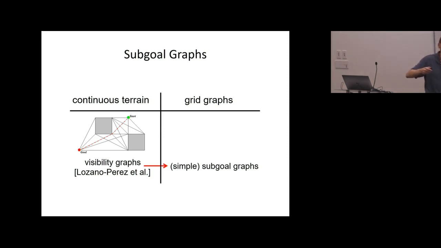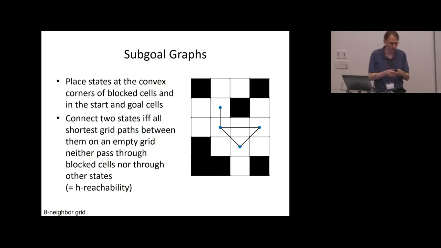And then when I give you a start and a goal vertex, like this one, you connect it to the visibility graph in exactly the same manner. And then you search the resulting graph, and the shortest path that you find from the start to the goal in the visibility graph is also the shortest path for a point robot in the two-dimensional environment. Okay, so I'm sure that you have seen this before. Now the question is, okay, so that works for continuous terrain. What is the equivalent of a visibility graph on grid graphs? And it turns out it exists and is very, very similar. So here's how it works. Grid graph.